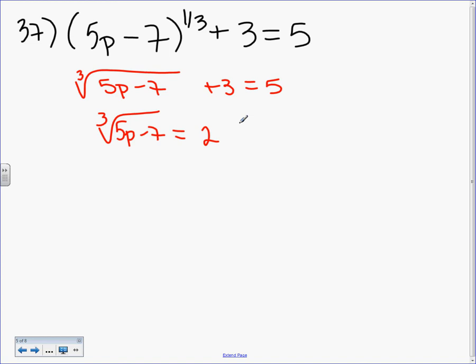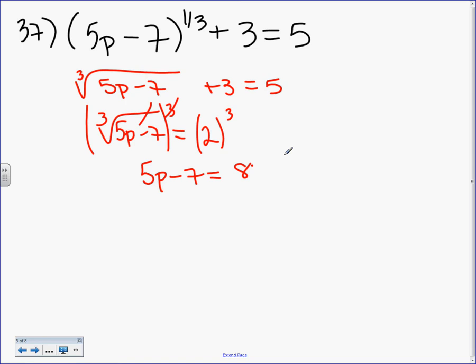So P is kind of like in jail. P is in the cubed root jail, right? We have to bust him out. We can't deal with it the way it is. How do I get rid of the cubed root guy? Cube it. Yeah, you take this to the 3rd power, and what you do to one side, you have to do to the other, right? The reason we did that was so they would cancel. So 5p minus 7 is 2 cubed is 8. Good. From here, everybody can get p, right?